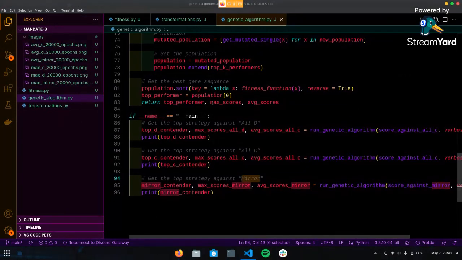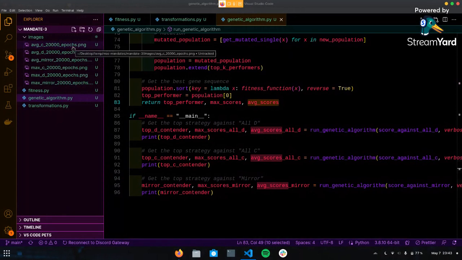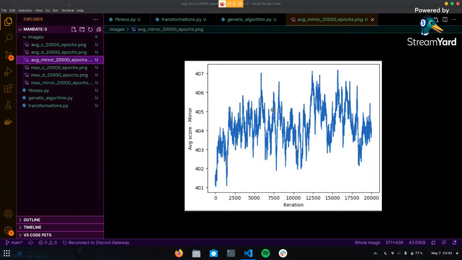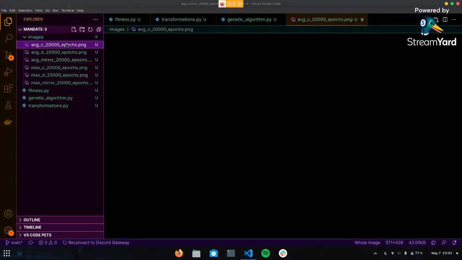What we've plotted here is the max scores and average scores over time, so over 20,000 epochs in this case. Let's look at all C first. This is the max score of all C's. As you can see, there has been a steady increase, and this will only get better with epochs. And then this is the average score, which varies a lot depending on the mutations, but we can see it's not constant, which means that there has been mutation and there has been crossbreeding, which is what is important here. This was average C.